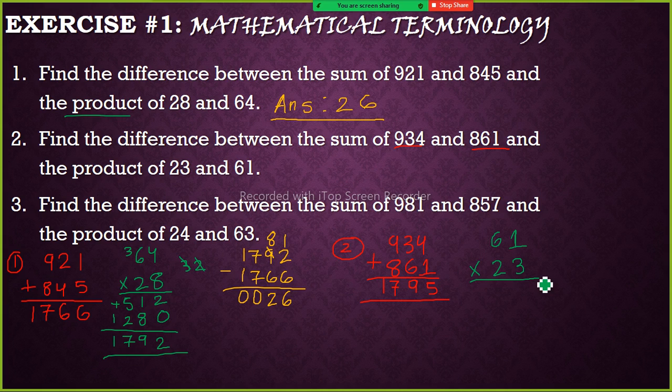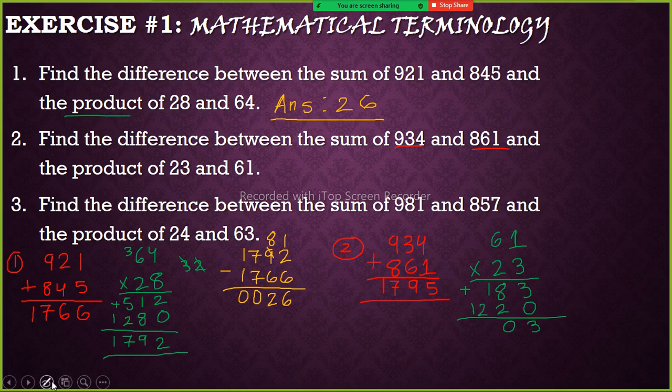All right. So 3 times 1 is 3. 6 times 3 is 18. Put the 0, bring down the 0. 2 times 1 is 2. And 2 times 6 is 12. All right. Plus. All right. 3 plus 0 is 3. 8 plus 2 is 10.